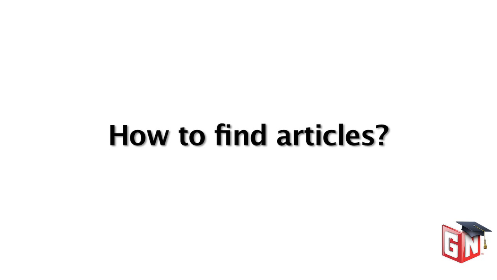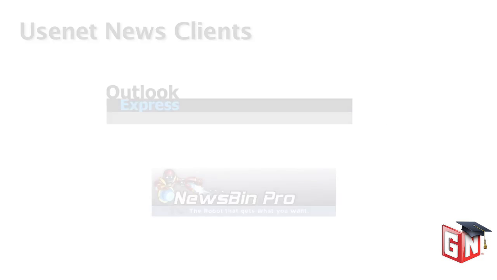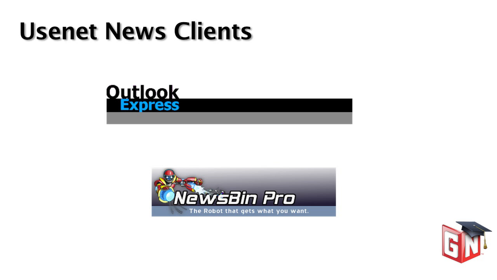Popular newsgroups can contain thousands of articles, so one of the most efficient methods of finding interesting articles is to search individual newsgroups by subject line. Once again, we'll show you this process starting with Microsoft Outlook Express, and then move on to Newsbin Pro.